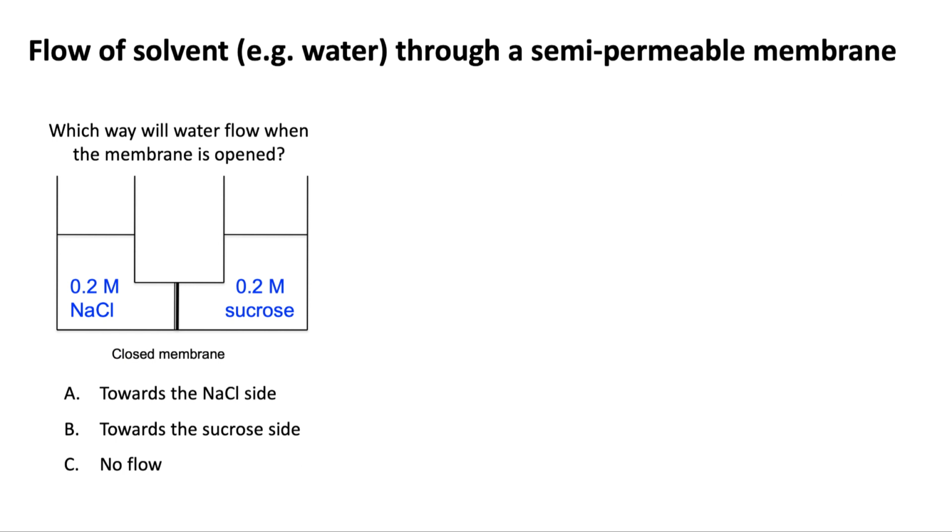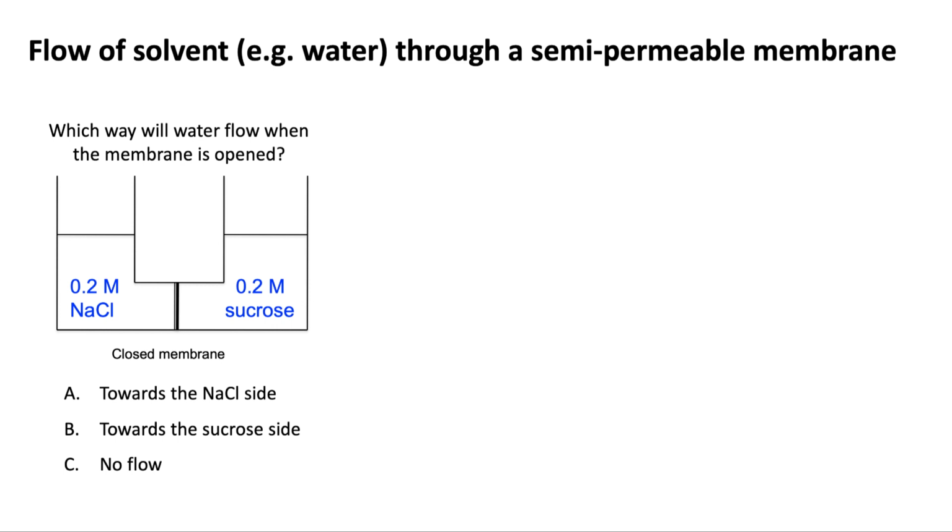All right. One more example here, and this is an important permutation: same setup, but on the left-hand side now we have 0.2 molar of sodium chloride, and on the right-hand side we have 0.2 molar of sucrose. So what will happen with the fluid movement? Will it go left, right, or stay the same?